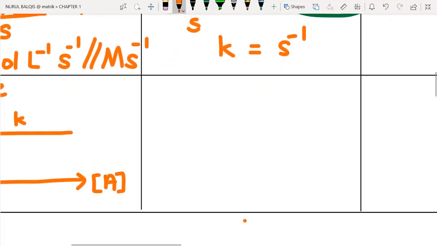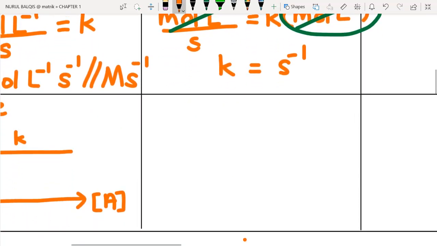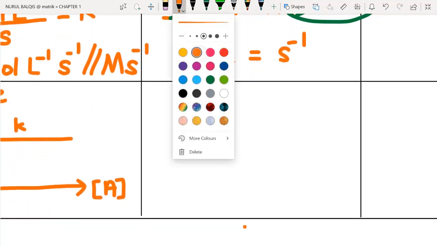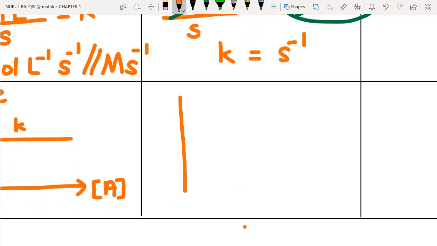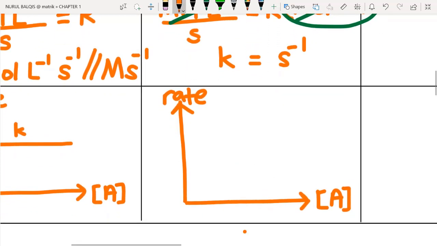And as for the graph, if I want to plot rate against concentrations of A, then I'm going to have my y-axis as rate, and my x-axis as concentrations of A, since the rate is dependent on these concentrations. It means if we have an increase in concentrations, the rate will also increase. So they are going to show a directly proportional relationship. So this is your K.